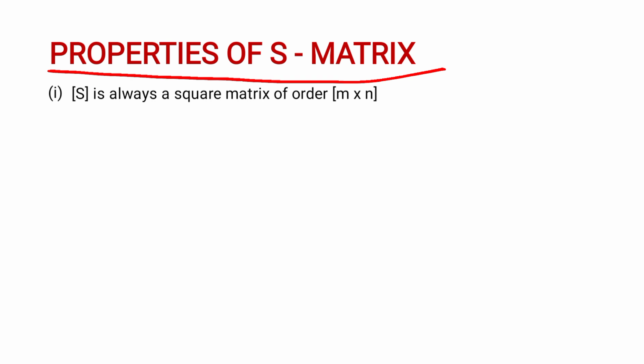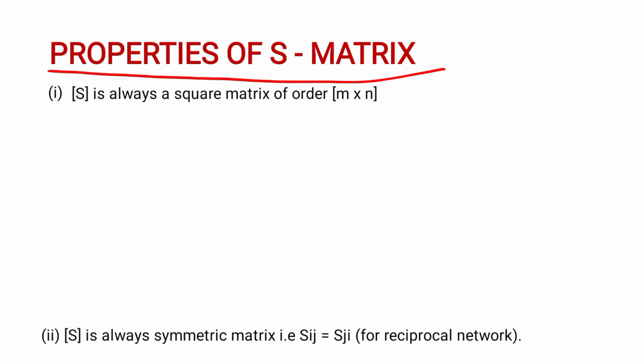How is this decided? It is based on the number of ports. If the microwave junction has 3 ports, then it is a 3 by 3 matrix. If the microwave junction has 4 ports, then the scattering matrix of that junction is a 4 by 4 matrix, like that.